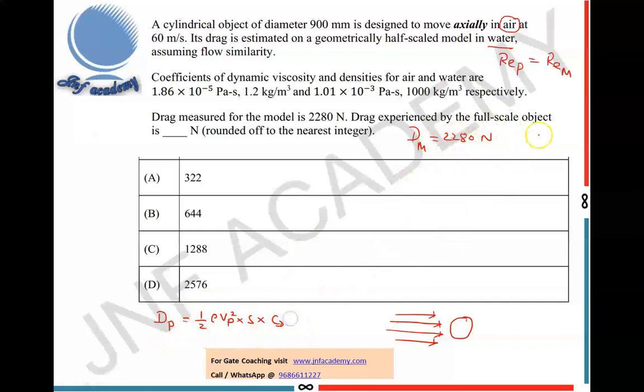So here I can write 2280 Newton is equal to half. Here, for the drag of the prototype, it is the density of air, because the prototype is moving in air. But here it is the density of water, because the model is moving in water, into the model velocity squared, right?